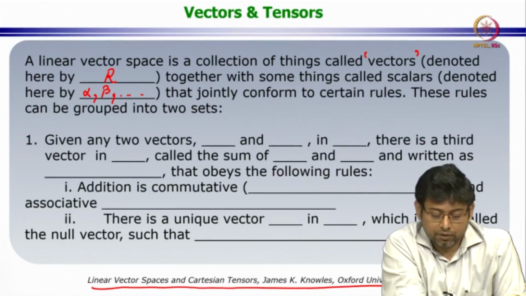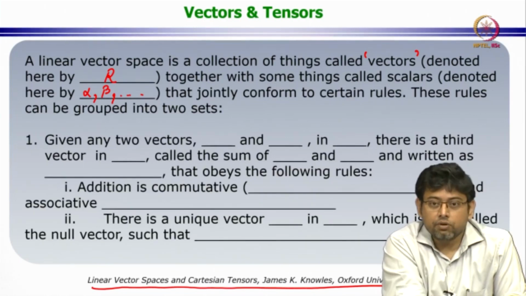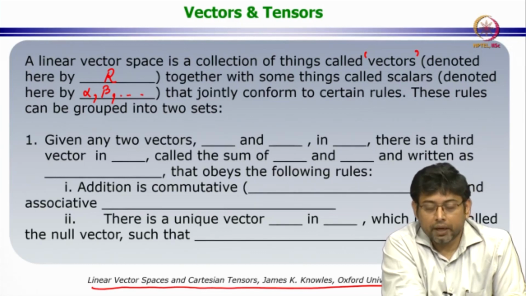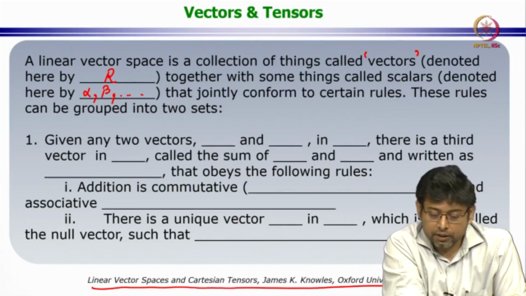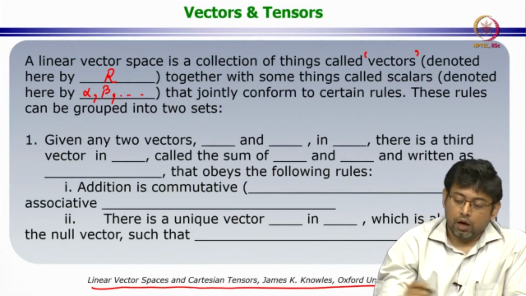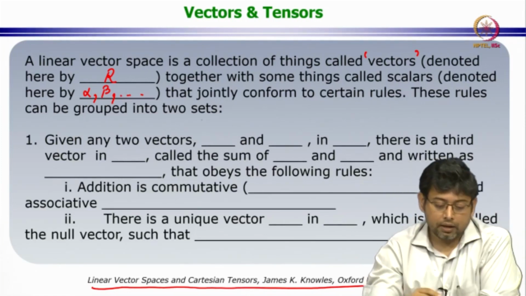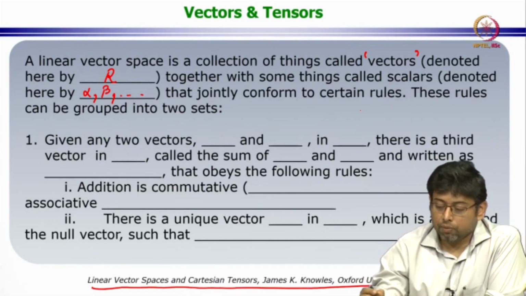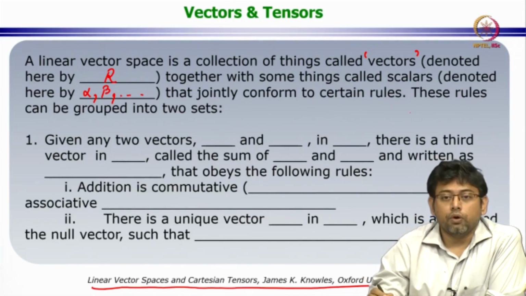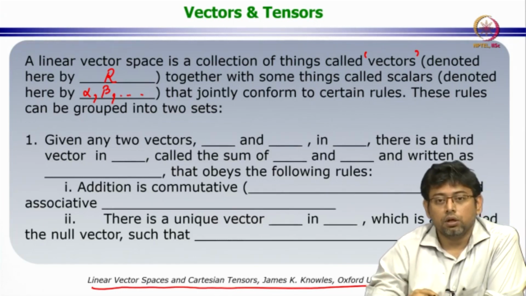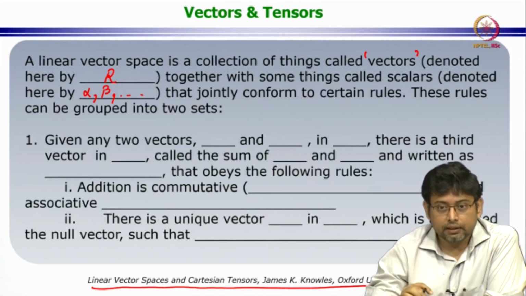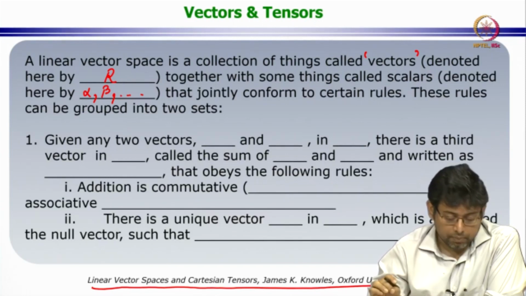For all practical purposes, these are just real numbers. They can be complex numbers as well, but we will not encounter them in solid mechanics and fluid mechanics so much. So we can just go ahead with the simple understanding that they are just real numbers. Now this thing called vectors and these scalars jointly conform to certain rules, and these rules are going to be grouped into two different bunches. The first bunch concerns vector addition, the second one concerns vector multiplication.